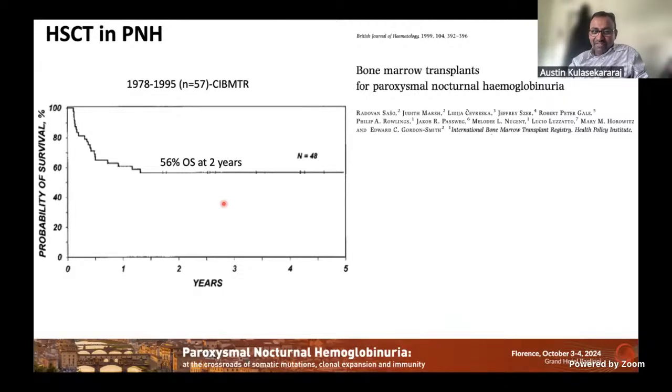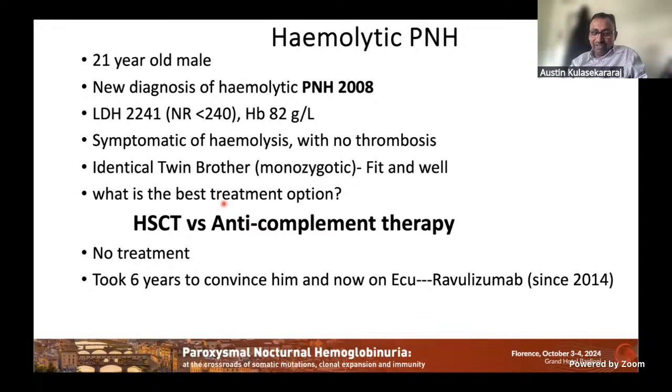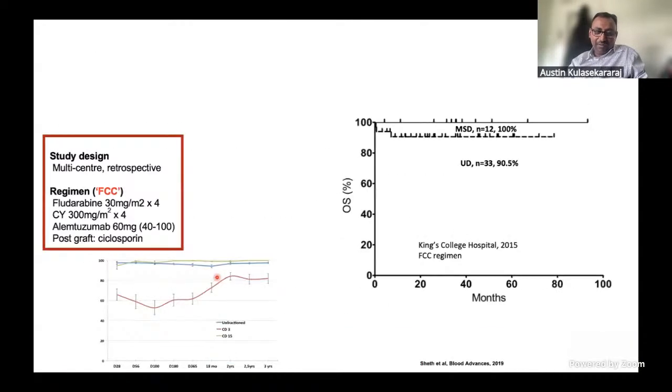At that time, transplant outcomes were poor, but not for a syngeneic transplant. And the data was very patchy. But this patient never wanted any treatment. It took us 6 years to convince him to go on eculizumab and then to ravulizumab. And he's doing very, very well. But the question is, he's accumulated costs this much every year, and he was 21, we started at 27. He could live for 70, 80 years, and you're sort of accumulating 3 million every year in the cost, is it? So the question is, could transplant have been used?